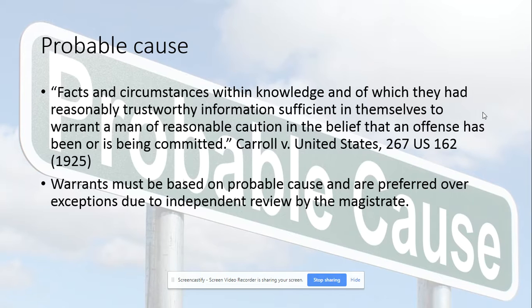But also understand that even though we have the exception of Carroll, and most of the time judges prefer that we use the Carroll exception or the Carroll doctrine, which is also called the automobile exception, a lot of times warrants are preferred over consent or other exceptions to the warrant requirement because there is an independent review of the probable cause leading to the issuance of the warrant by a magistrate. So it's not just the officers deciding on their own. There's an independent review of the information and then the authorization of a search warrant.